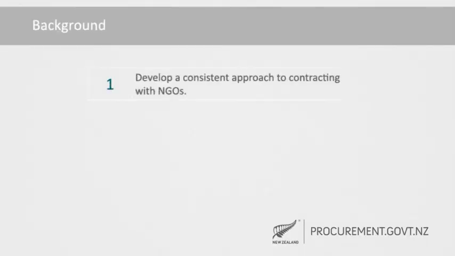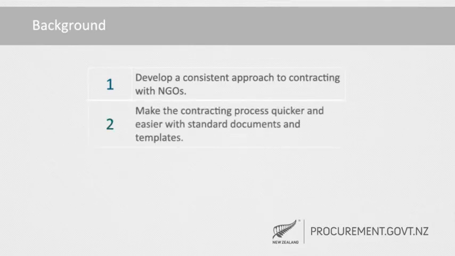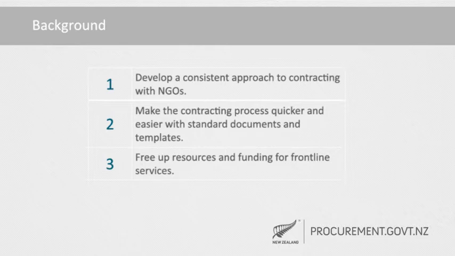The aim of this project is to develop a consistent approach to how government agencies contract with NGOs to deliver social, health, justice and education services that reduces the compliance burden on NGOs created by current inconsistent approaches. It'll make the contracting process quicker and easier by having standard documents and templates that are used when contracting for those services. It's about freeing up resources so that more effort and funding is directed to delivering frontline services that make a positive difference to the people who use them.